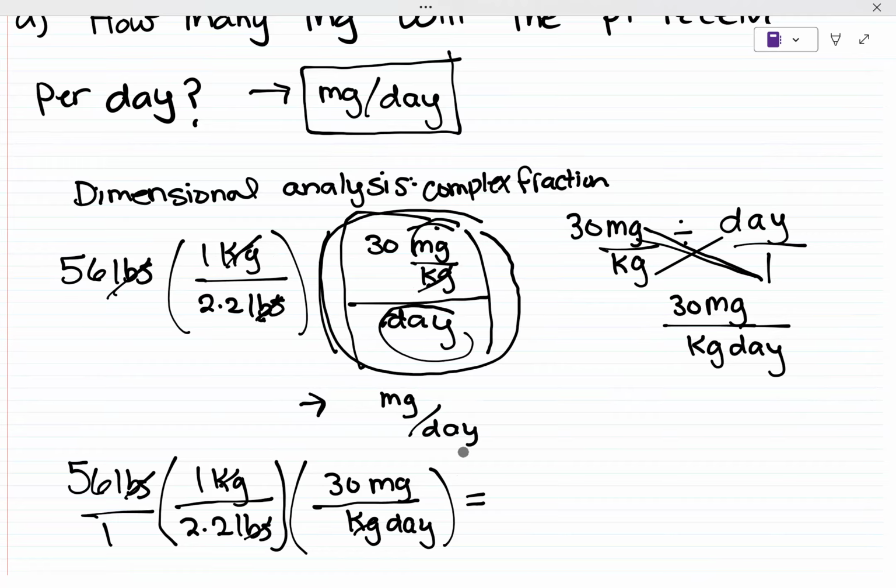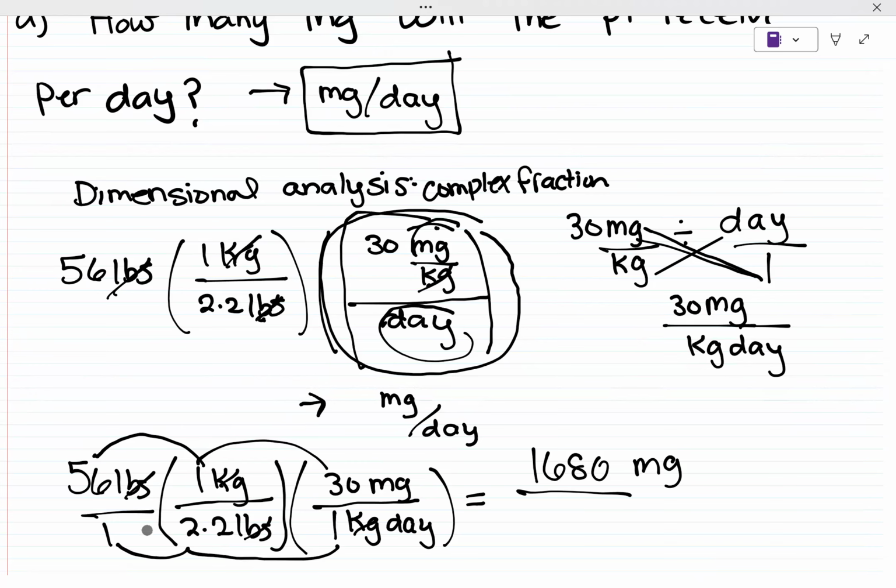I don't know if you can see it, but if you can't, just simplify the complex fraction. Once I have it to this point, just multiply across. What's 56 times 1 times 30? That is 1680, and then you're left with mg on the top. And then on the bottom, what's 1 times 2.2 times, this is like an invisible 1? Yeah, 1 times 2.2 times 1, it's 2.2. And then on the bottom, you're left with day.